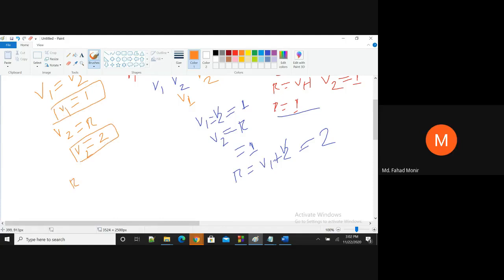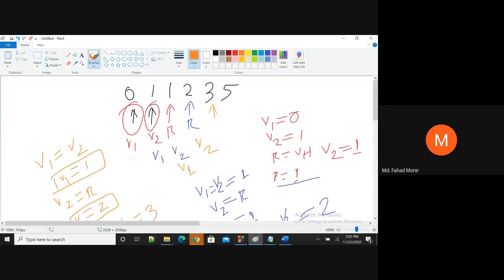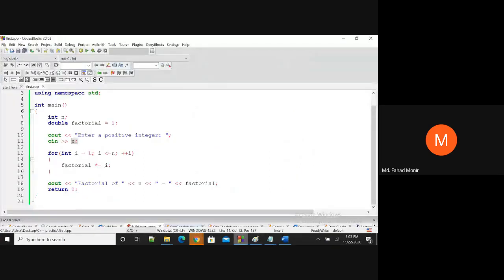And v1 is 1. Therefore what will r be? v1 plus v2 will give you 3. So this will be my next value, right? This is my 3. Understood? So we are just playing with 3 variables. That's all, right? So exactly that's what we have here.